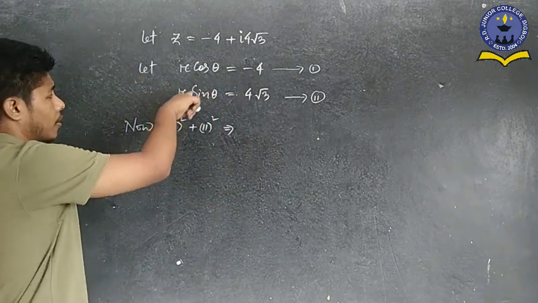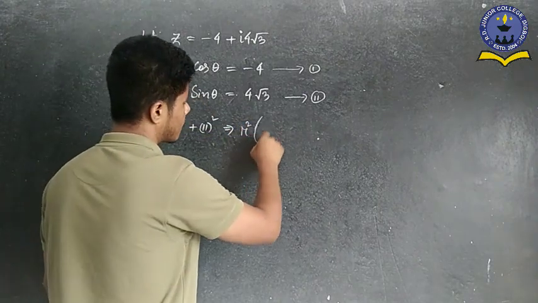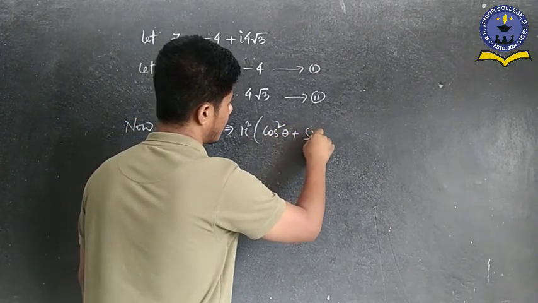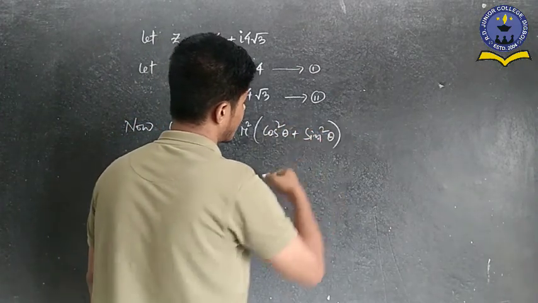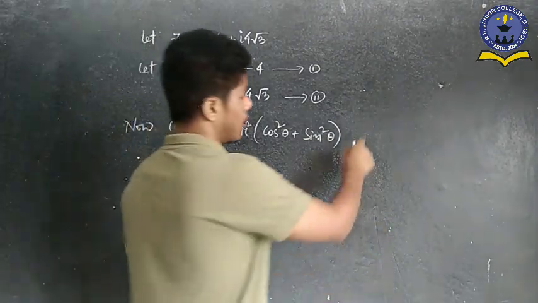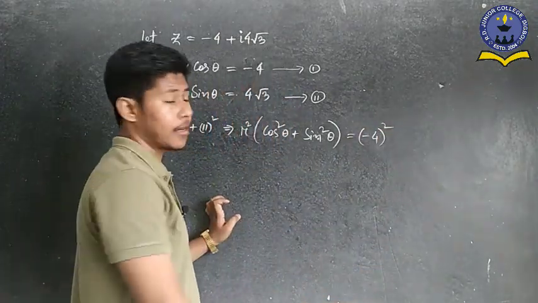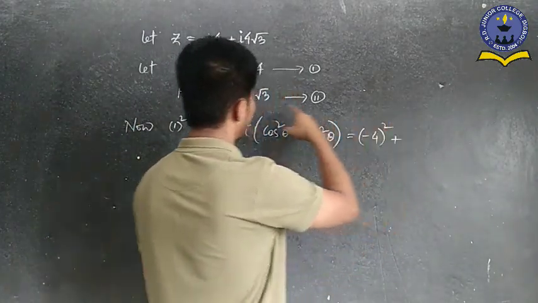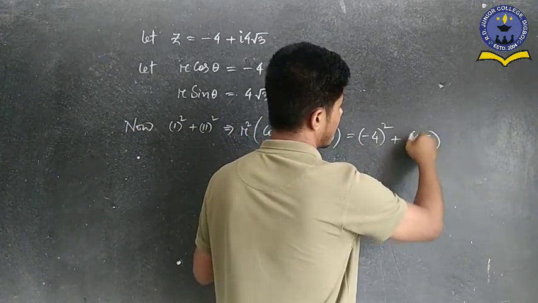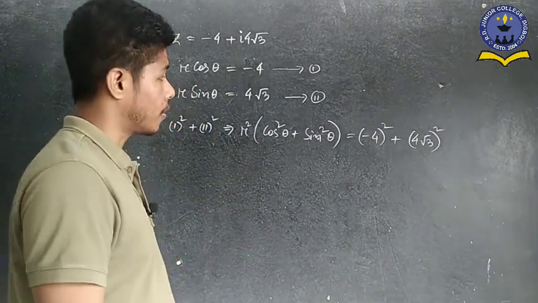So r square cos square theta, r square sin square theta. So r square is common. So if we write directly, here we get cos square theta plus sin square theta. On the right hand side, minus 4, so we have to write minus 4 whole square. Is it clear? Plus the second one, 4 root 3, so we write 4 root 3 whole square. Is it clear? 4 root 3 whole square we have to write.